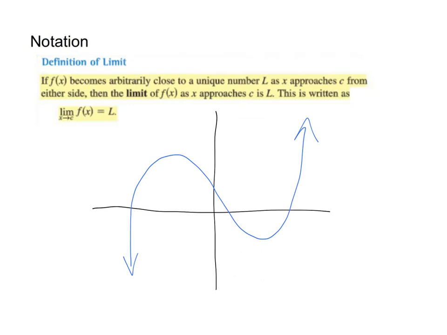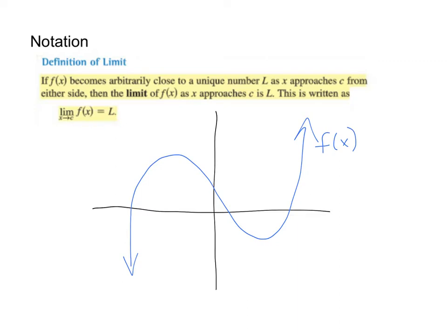So here's the definition of a limit. Be sure that you write this down. The definition says, if f of x, and this function in blue is the function f of x, becomes arbitrarily close to a unique number L for limit, as x approaches c from either side, then the limit of f of x as x approaches c is L. This is written as the limit as x approaches c of f of x equals L.